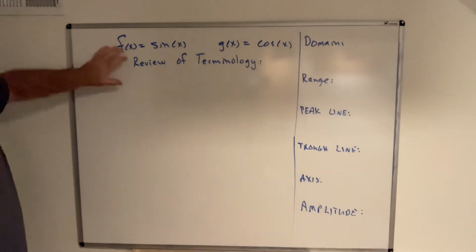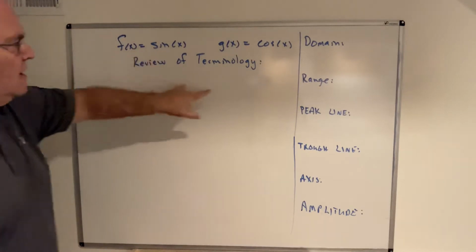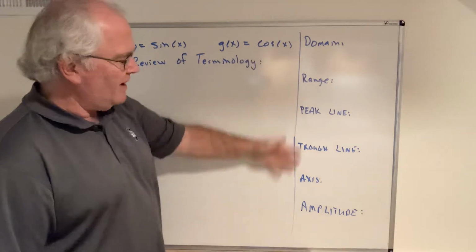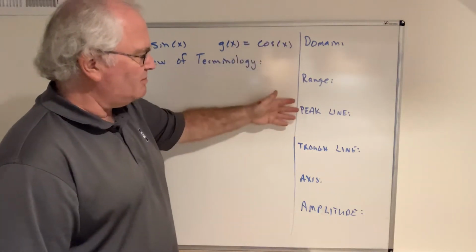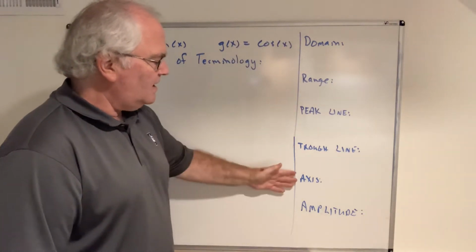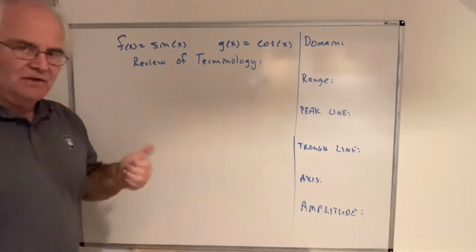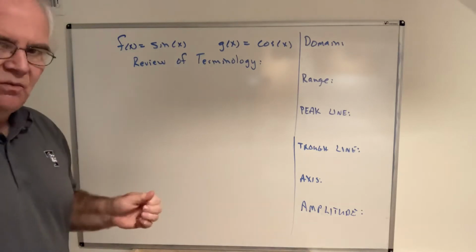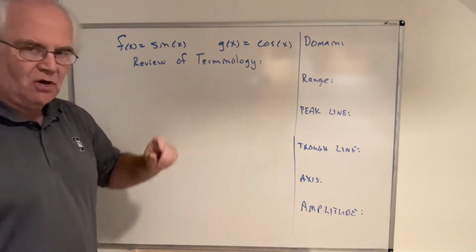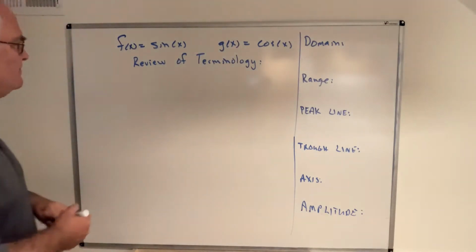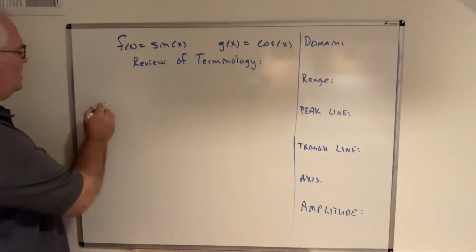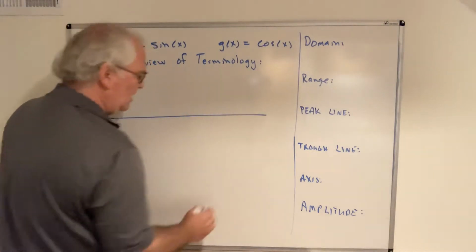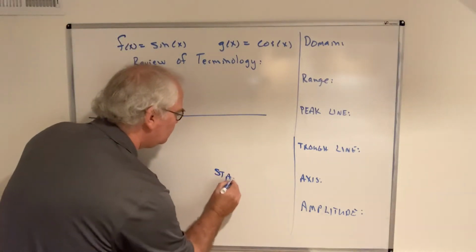So we have the functions f of x equals sine of x, g of x equals cosine of x. We're talking about the terminology here. And we have the basic terminology here: the domain, the range, the peak line, the trough line, the axis, and then the amplitude. And then there's one new piece of terminology we'll talk about here as well. Pretty important one. And so once we get all these, we'll throw in this extra piece of new terminology. So for each of these, here's another piece of terminology. How about standard interval?